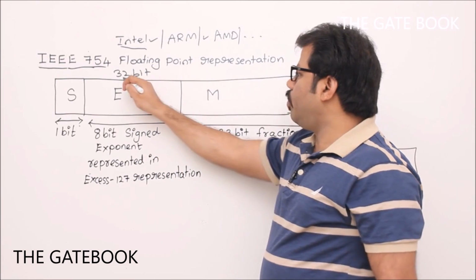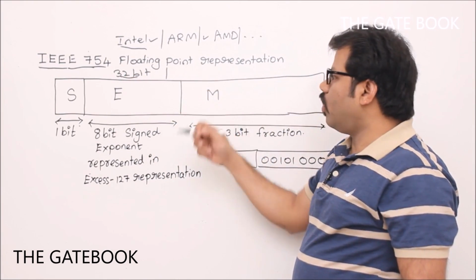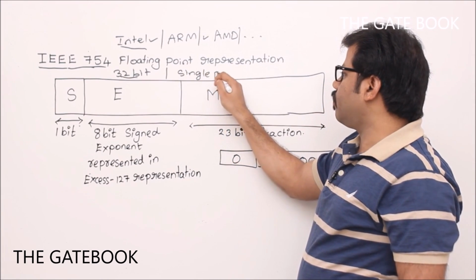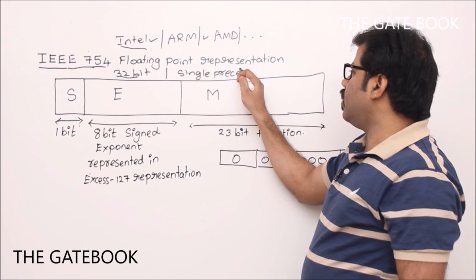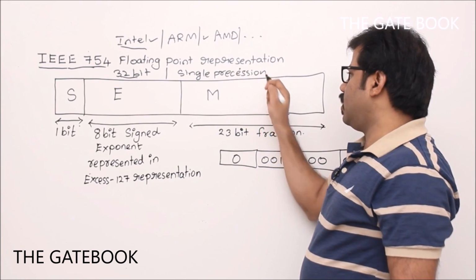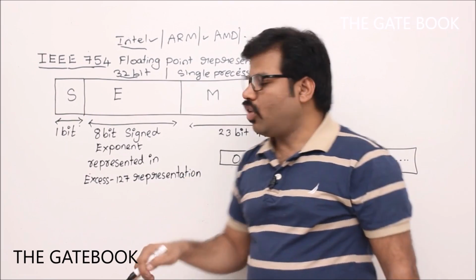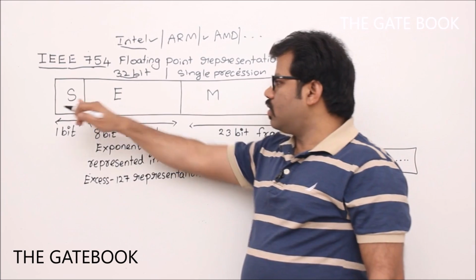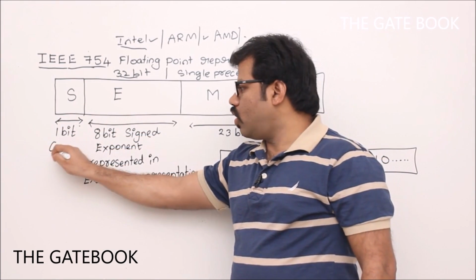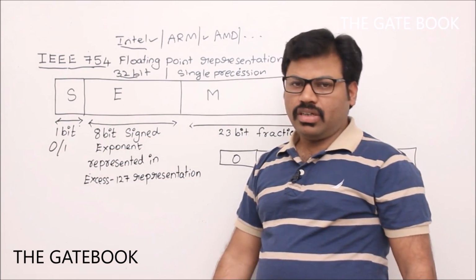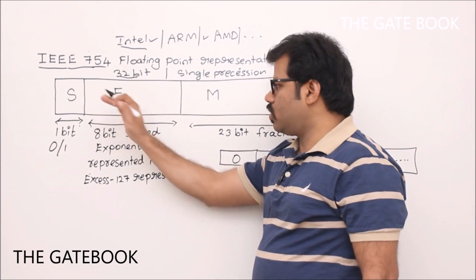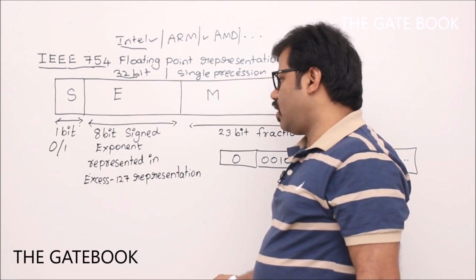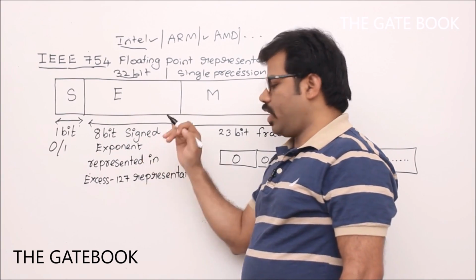In IEEE 754 also there are two representations. One is the 32-bit representation, which is single precision. There is another version, that is double precision, which we are also going to study. If you understand single precision, you can understand double precision, not a big deal. Now sign is 1 bit. We write here 0 or 1. 0 means positive number, 1 means negative number. That's it. Now out of 32, the next 8 bits are going to represent the signed exponent.